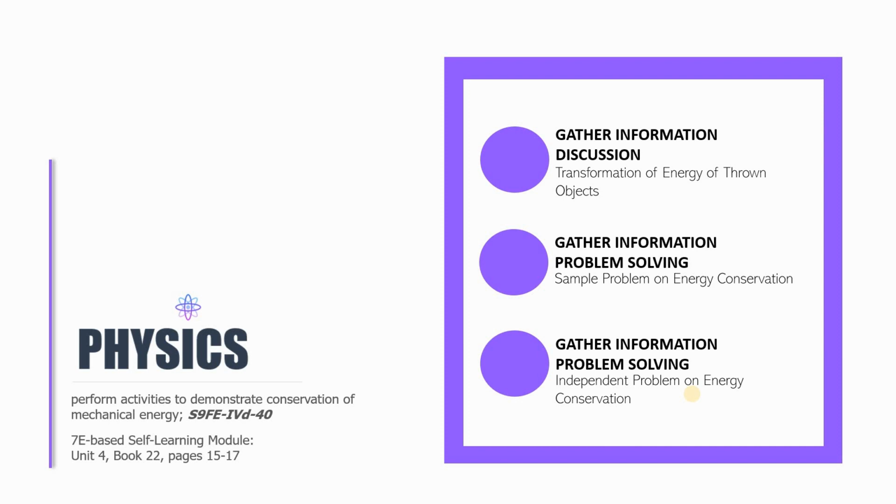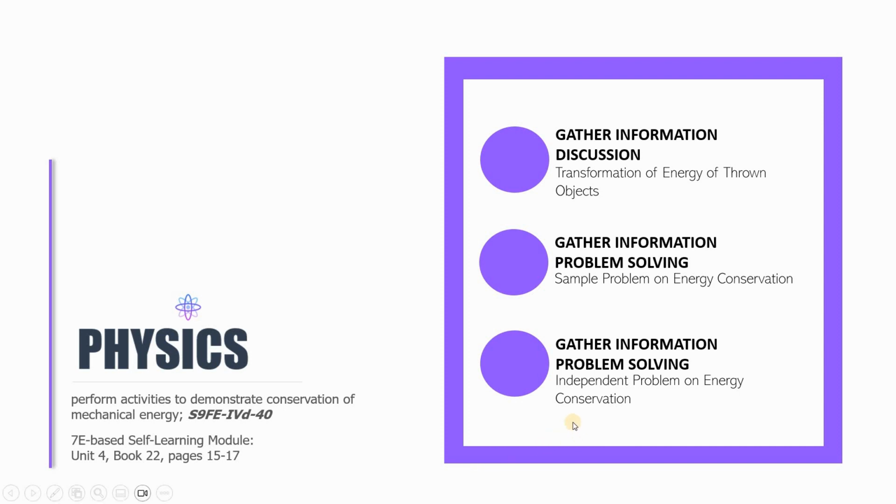This 36th session is based on the 7E based self learning module in Science 9, which I wrote, particularly from Unit 4. You'll find this in Unit 4, book number 22, pages 15 to 17. The learning competency in focus for this session is performing activities to demonstrate conservation of mechanical energy. So we're being thorough here. We're not just discussing things that were rolling. We're also discussing things that are simply falling or were thrown in the air.